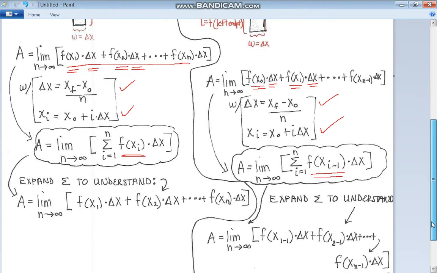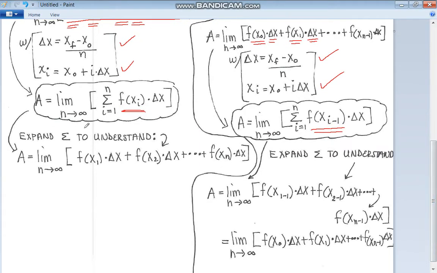And if we look at the expansion of this notation, we have, following this arrow, the area is a limit as the number of rectangles approaches infinity of f of, okay, now we're going to go through this summation notation. We're going to start with I equal 1. So it's f of x sub 1 times delta x plus f of x sub 2, and we continue like this until we get all the way to the top index, which is f of x sub n times delta x.